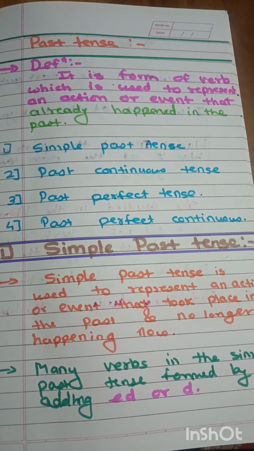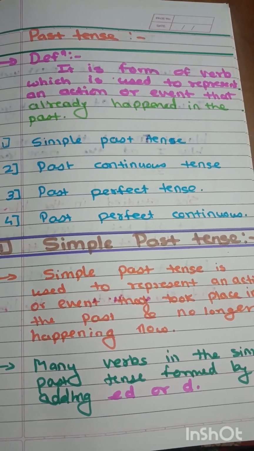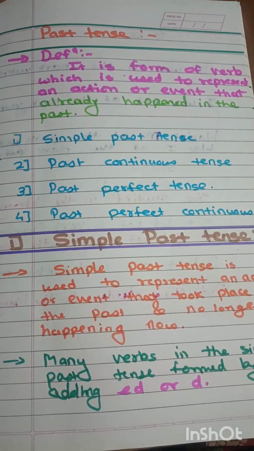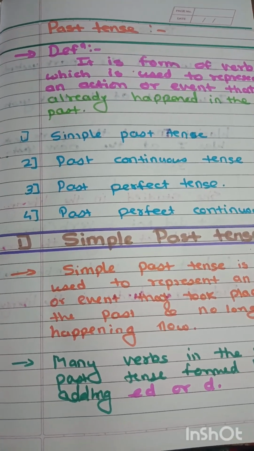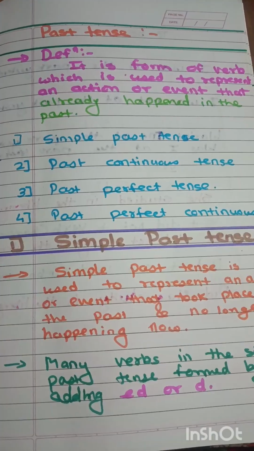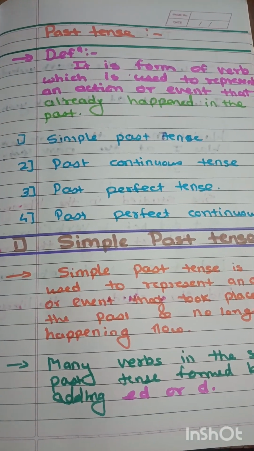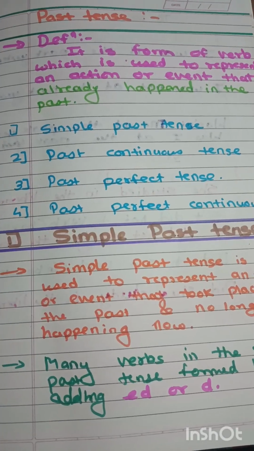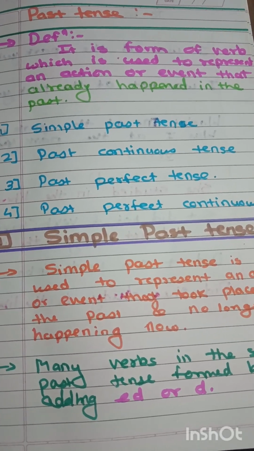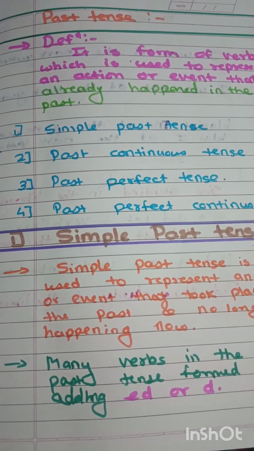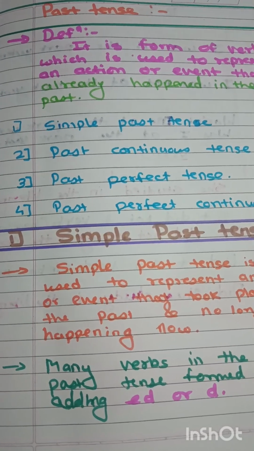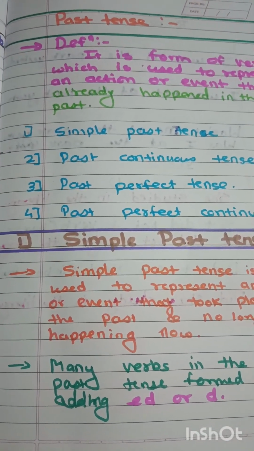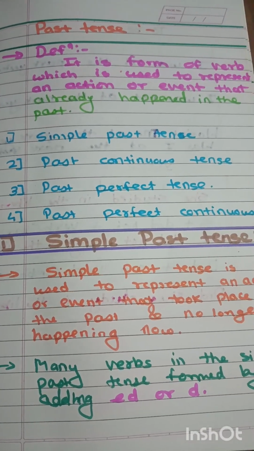So, what is the past tense? It is a form of the verb which is used to represent an action or event that has already happened in the past. So, here past tense means we are going to learn the action which has happened in the past. Okay. So, here there are four types of tenses. The past tense, that's simple past tense, past continuous tense, past perfect tense, and past perfect continuous tense.